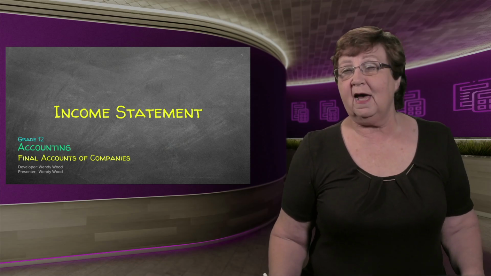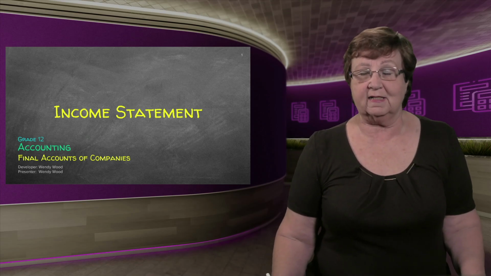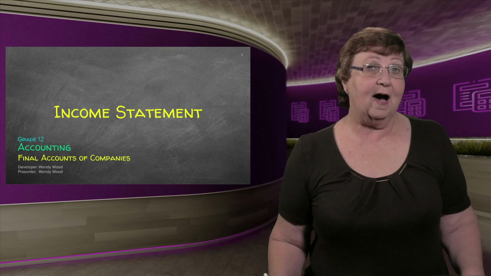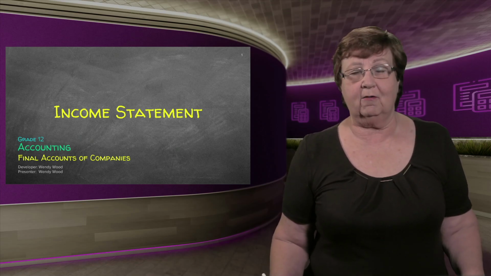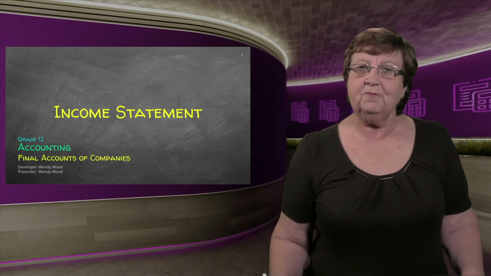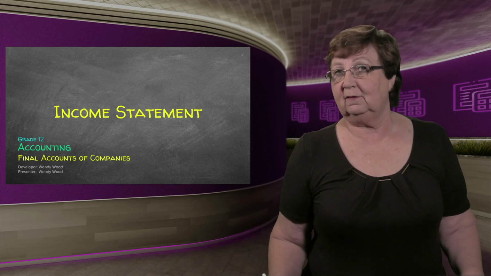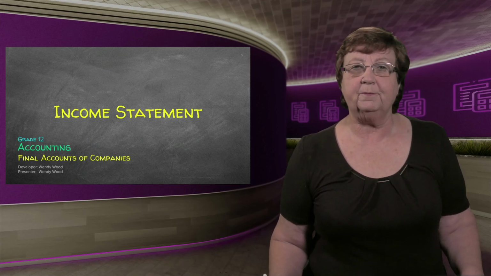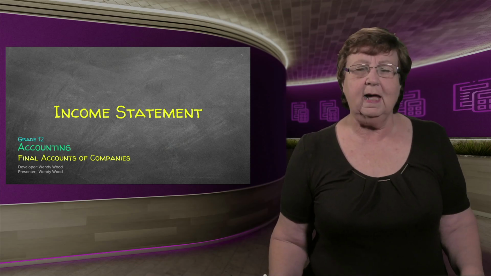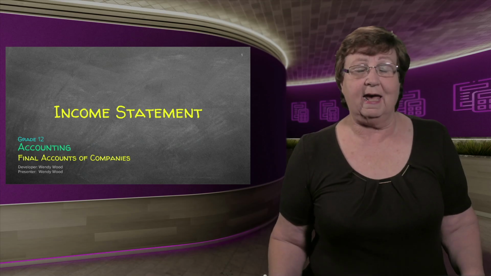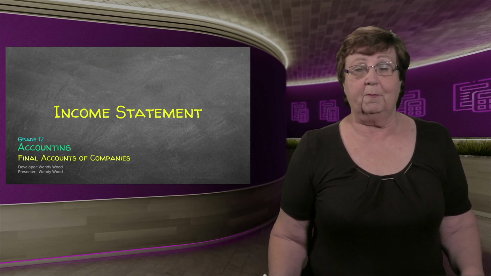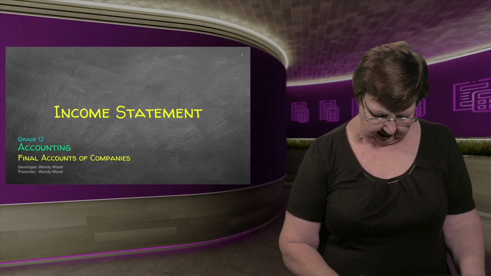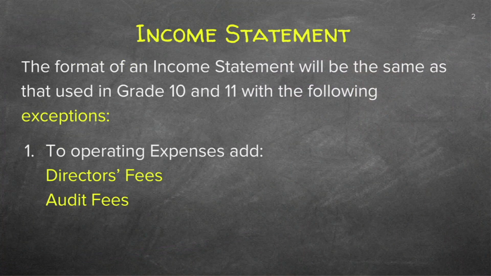Up until now, we have been doing the final accounts of companies, and the final accounts are, of course, our trading account, our profit and loss, and our appropriation accounts. And once those have been completed, we will now be looking to draw up the income statement. Now, the income statement of a company, the layout is exactly the same as that of a sole trader or a partnership, except for 3 new items which we are going to add to the income statement. So your format will be exactly the same as what we used in grade 10 and grade 11.